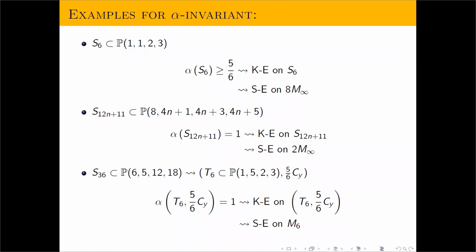Right, and then you can compute this alpha invariant, which turns out to be 1. Then this gives us an orbifold Kähler-Einstein metric on this orbifold, and you can compute this rank using the formula. It has rank 1. That means you don't have any free part in the H2. You only have the torsion, which is M6.